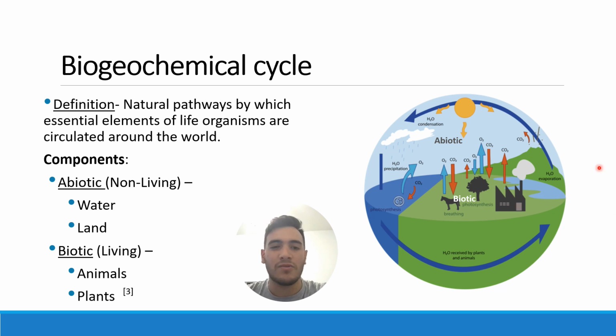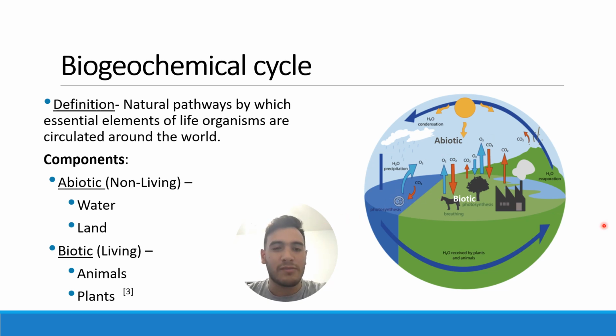Now, let's discuss what the biogeochemical cycle is. It is the natural pathways by which essential elements of living organisms are circulated throughout the world. Essentially, it means the transfer of important elements for living things. For example, the transfer of oxygen from plants to the air, and then from the air to us. From us, there is carbon dioxide to the air, and then it can go to the ocean.